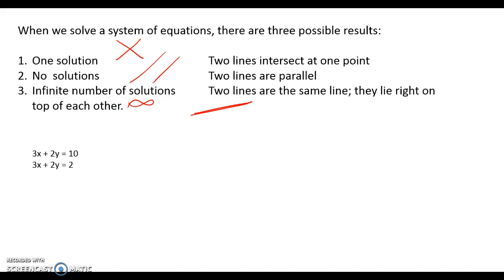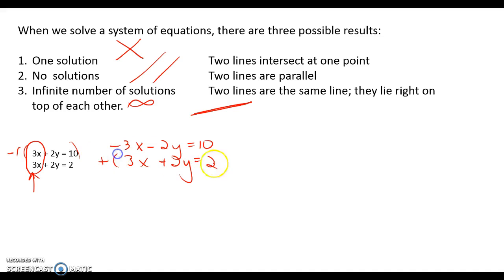So let's look at one set of equations here and see what we might find. I'm going to solve this by elimination. I'm going to go after my x's, so I need the same coefficient but different sign. I am going to multiply this first equation by -1. So I'll get negative 3x minus 2y equals 10, and 3x plus 2y equals 2.